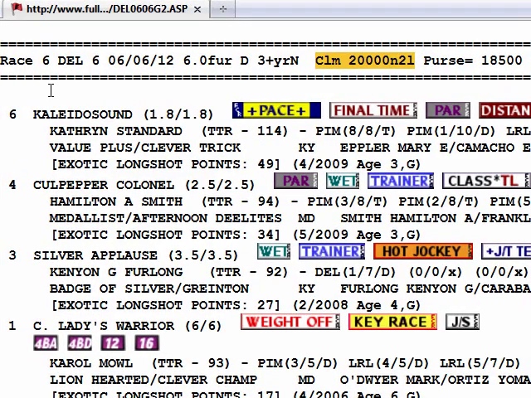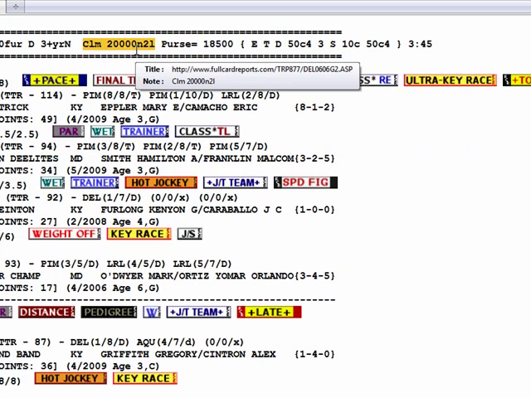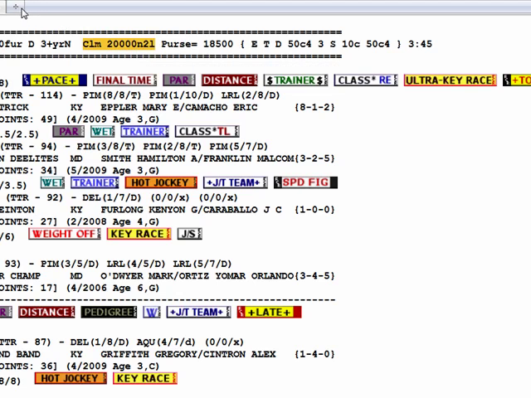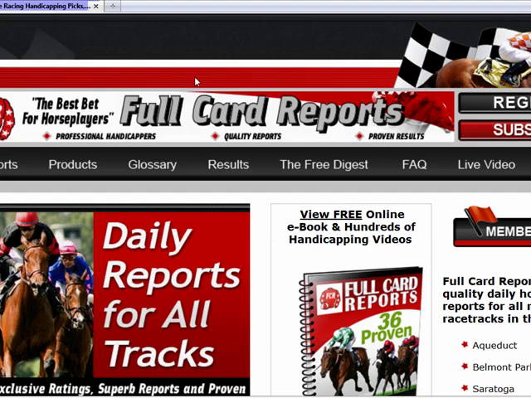179 at Delaware Park once again. I highlighted the race condition. It's a claiming 20,000 non-winners of 2 lifetime. That is a 5-star preferred race. Let's take a look at the listing of those races.